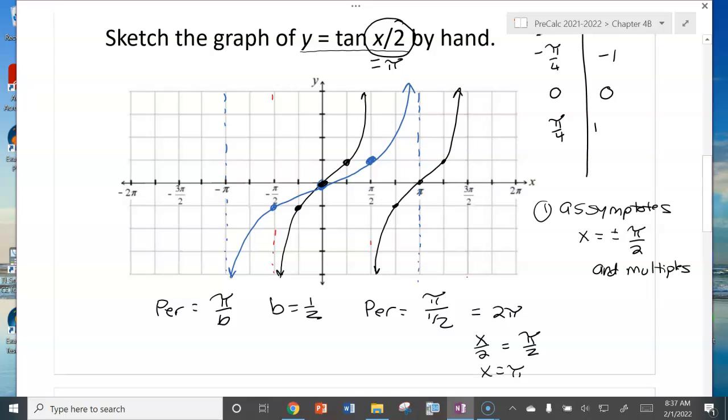So in the blue is our tangent of x over 2. And just like the other one, I can repeat the cycle. I'm going to have another asymptote here at 2 pi. So this is going to be here.